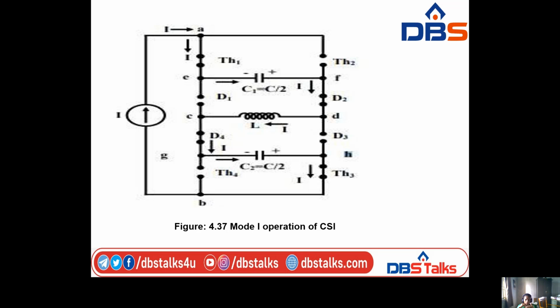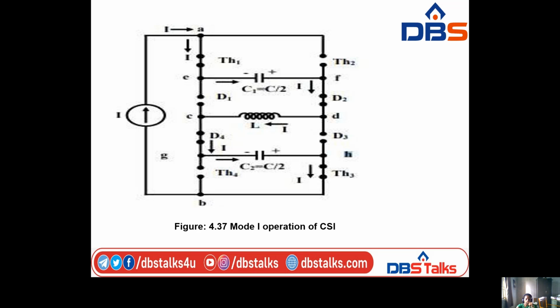Here both capacitors will be charged with the given polarities. Here we have to see the minus and plus. The left plate will be positive and the right plate will be negative. So the capacitors will be charging like this. This is mode 1 operation, and the figure will be like this.